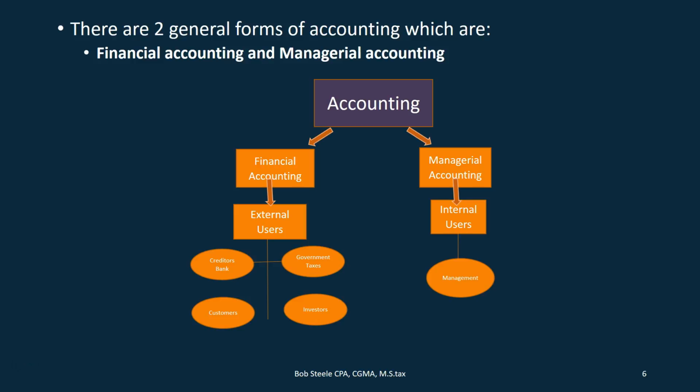Okay, so there's two major forms of accounting, two major sections. So when you think about accounting, you want to kind of visualize the two groups of accounting. So we have accounting, and then we have these two groups that are splitting under the accounting. One is going to be the financial accounting. One's going to be the managerial accounting. We're focusing here on the financial accounting.